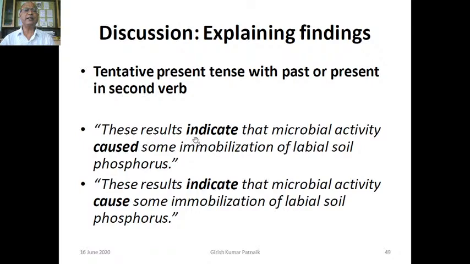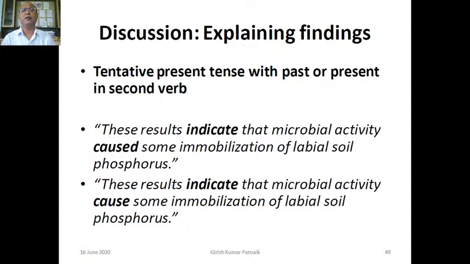These results, I mean to say my current result, whatever I got. So these results indicate, this is a tentative one I'm using, indicate that microbial activity caused some immobilization. Caused is nothing but the second verb, and the second verb I'm using as a past here. Similarly, in the second example, these results indicate, and there I'm using the word cause. So this is a second verb, which is a present tense. So you need to frame the sentences in a similar manner, right?